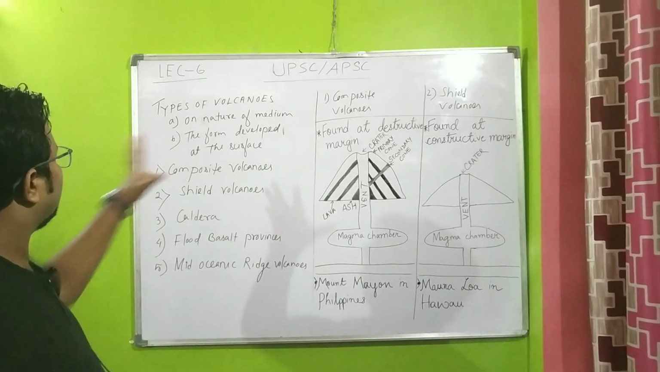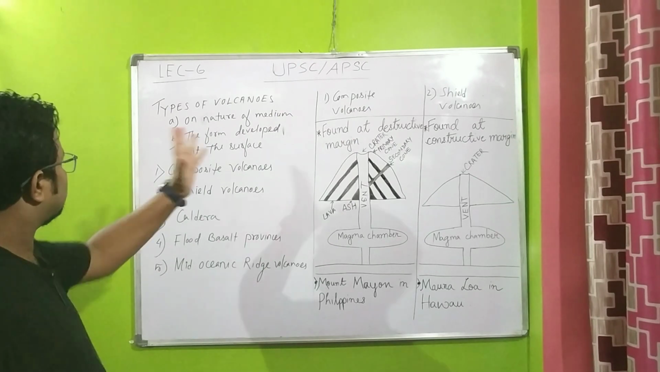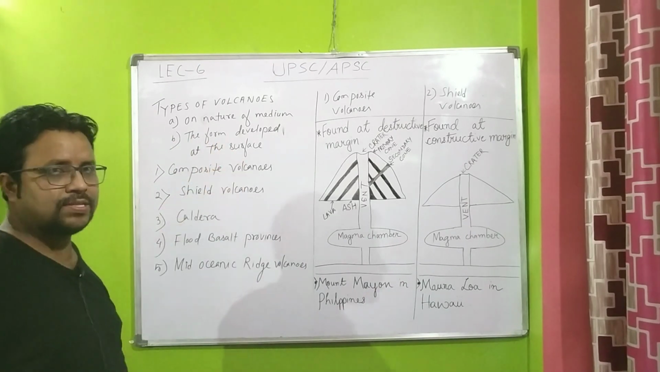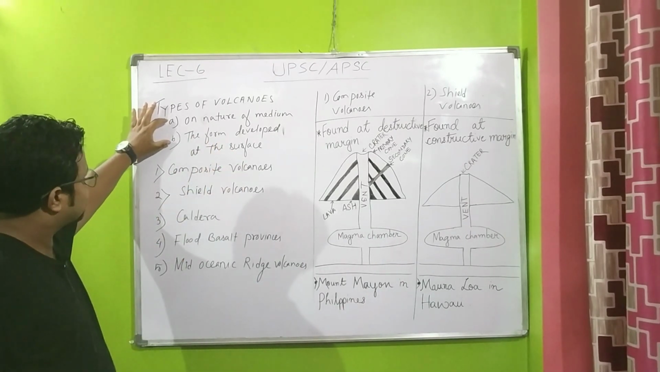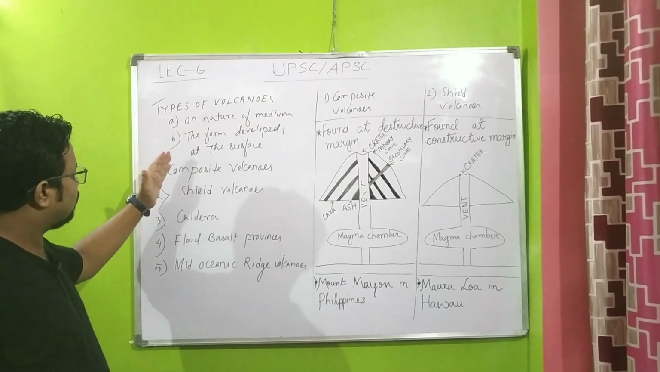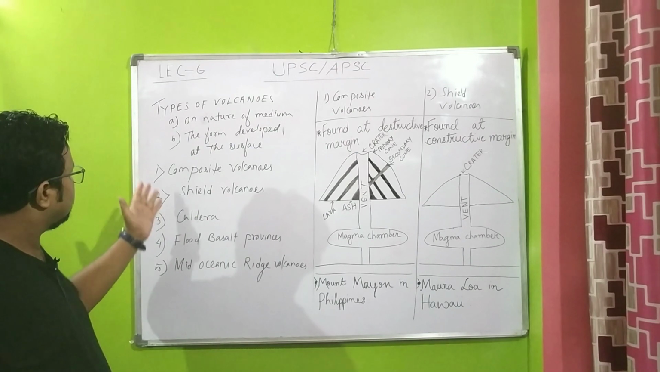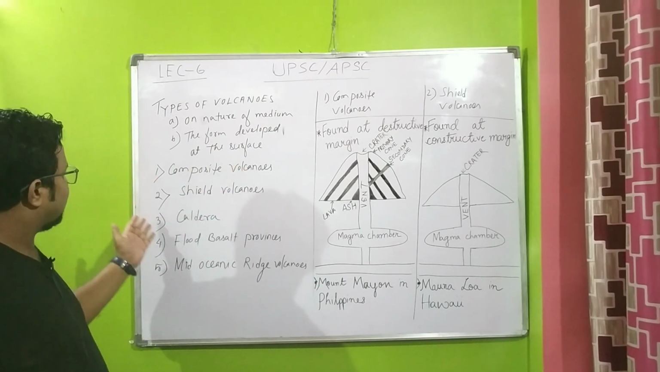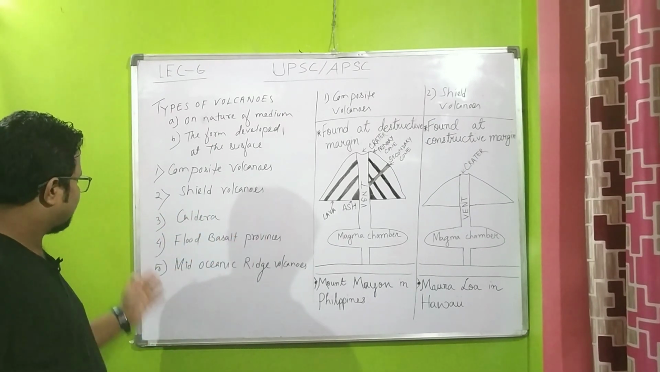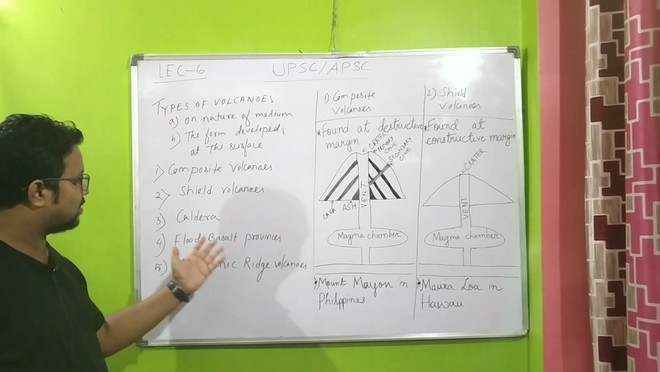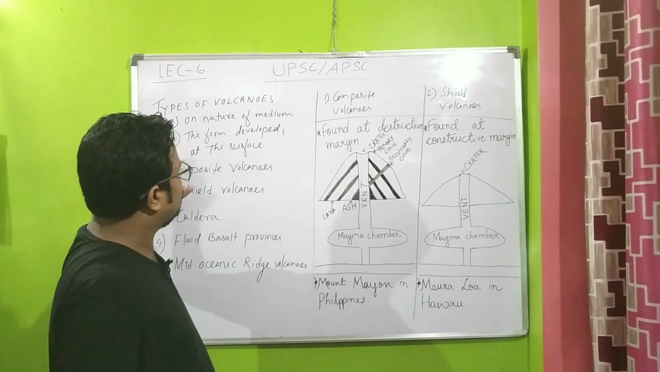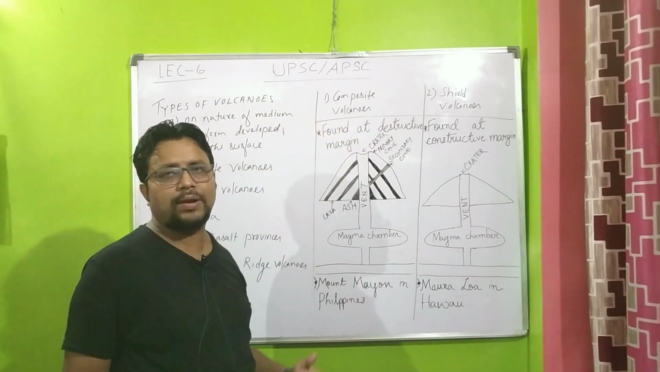Now, types of volcanoes based on the nature of the medium and the form developed at the surface. By these two bases, we can divide the volcanoes into 5 different types. Number 1, composite volcanoes, then seal volcanoes, caldera, flood basalt provinces, then mid-oceanic ridge volcanoes. Now first, we will discuss these two, composite and seal volcanoes.